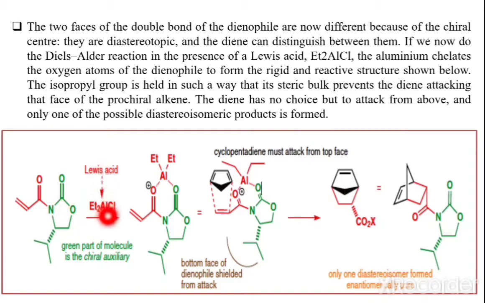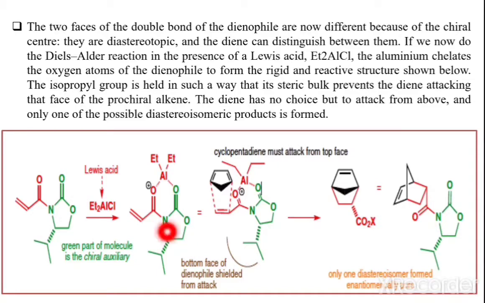Here this is the Lewis acid, aluminium. It chelates the oxygen atoms of the dienophile to form the rigid and reactive structure shown below. This green part of the molecule is the chiral auxiliary. Here is the Lewis acid, and there is a chelation complex between the oxygen and the aluminium, and here the isopropyl group is shielding.